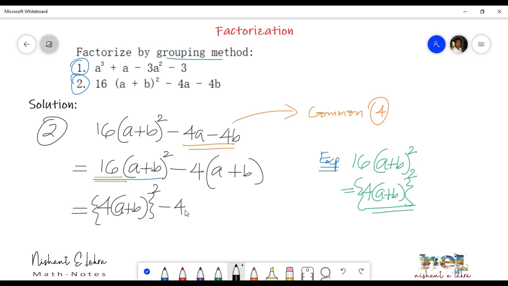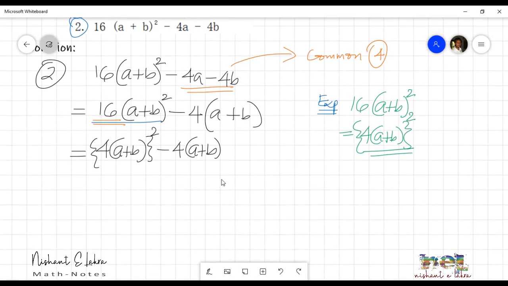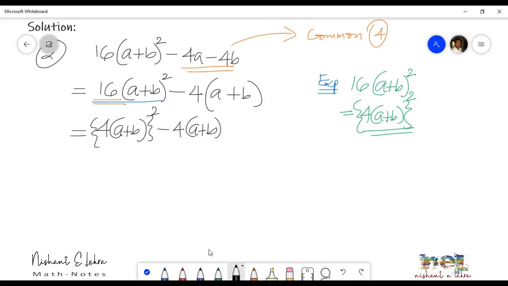Now why do we write it? Because when you expand it, you get 16 into (a plus b) whole square, right? Minus 4 into (a plus b) in brackets. Now this is what I want you to understand. It might seem a little complicated, but it's not. Once you understand it, it will be very easy to solve any problem of this kind.